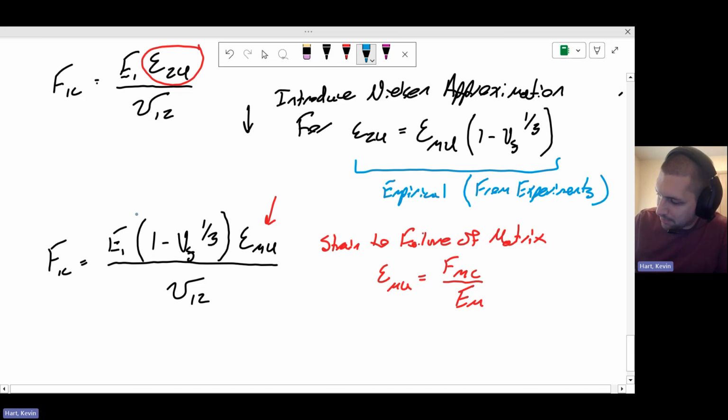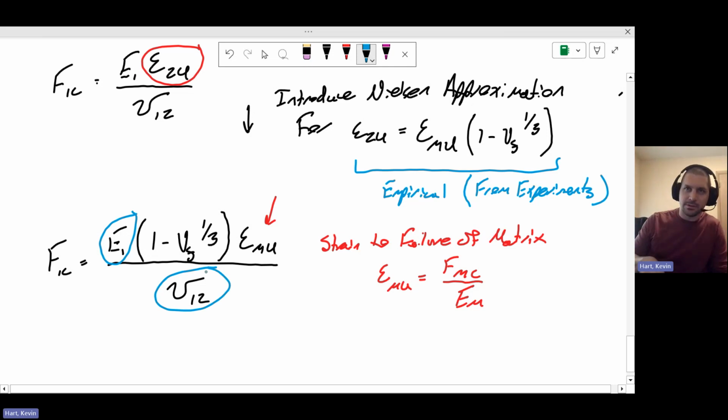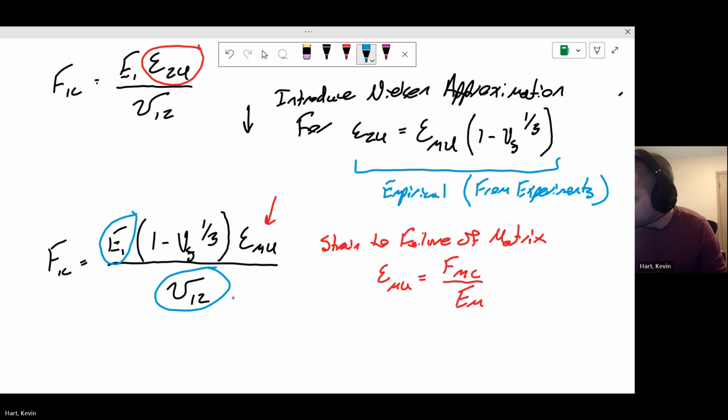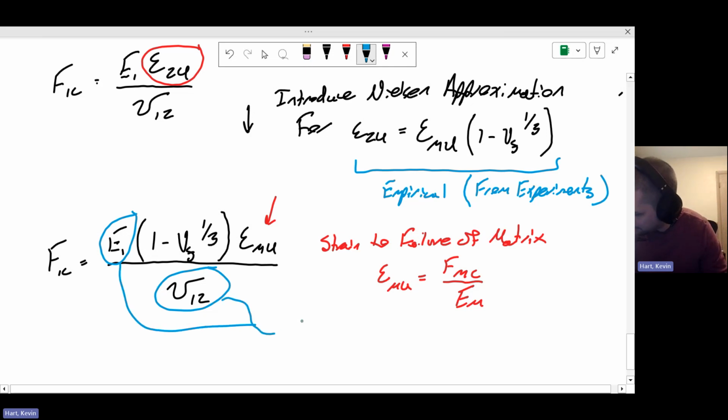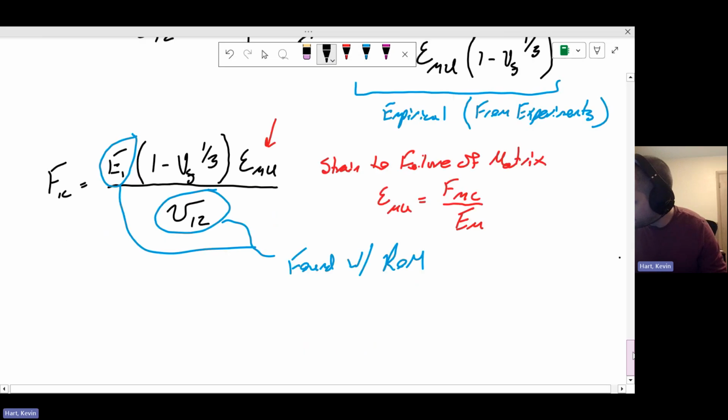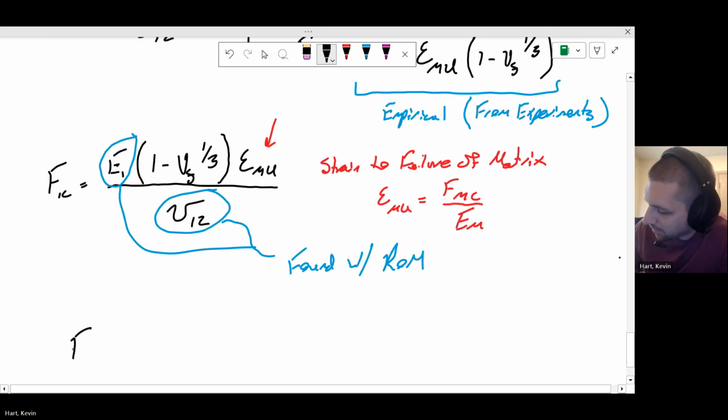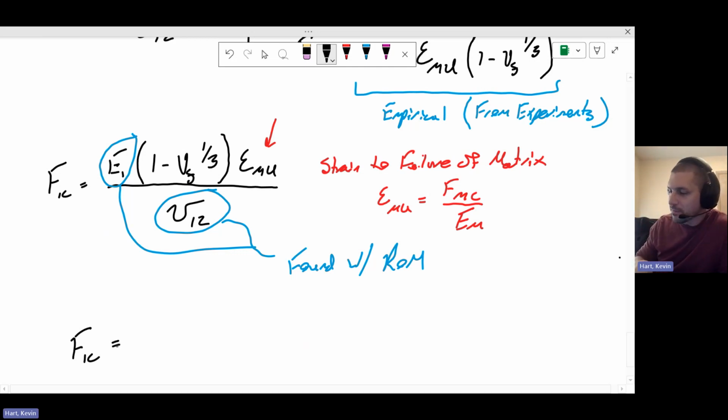Last thing I want to say is that we have expressions for E1 and nu 1, 2. So those can be found using our rule of mixtures. Hopefully you remember rule of mixtures from the Halpin-Tsai micromechanical models portions of the class. And so finally, we can get to the expression for F1C, which is the failure strength if you're providing compression in the one direction that results from transverse tensile failure, which is really kind of unusual, is our rule of mixtures.